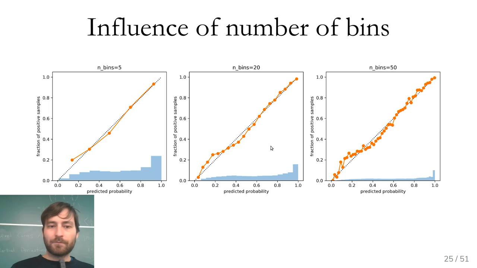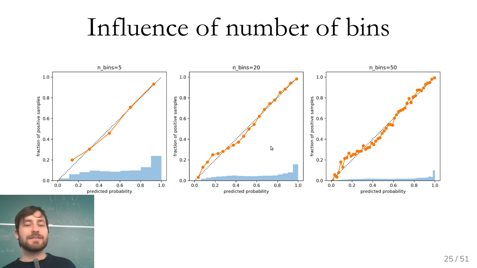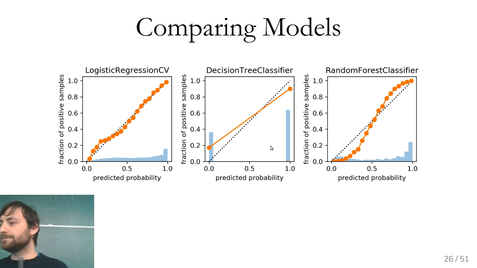Obviously, if you have a bigger data set, you can have more bins because you can get more out of your data set. So here, this is using a couple more bins on three different classifiers. And you can see that the logistic regression actually does pretty reasonably.